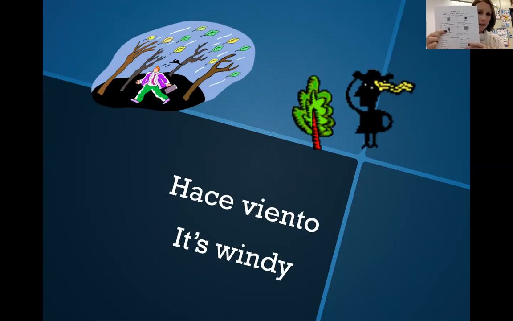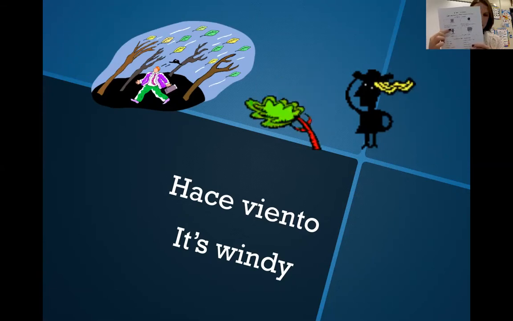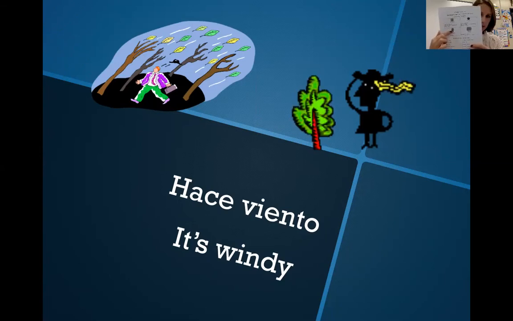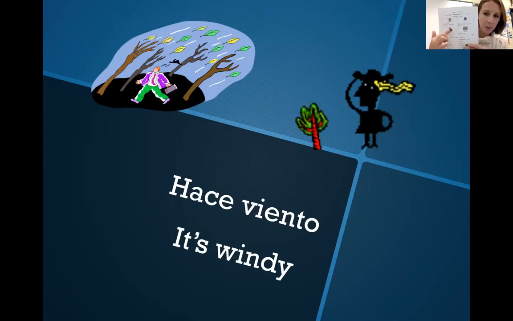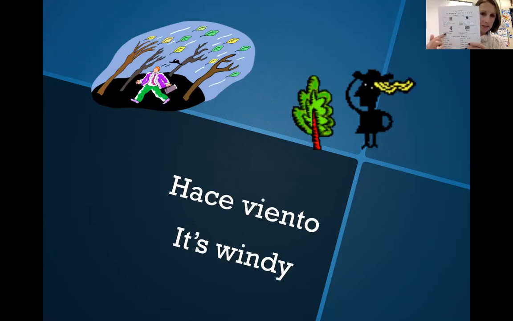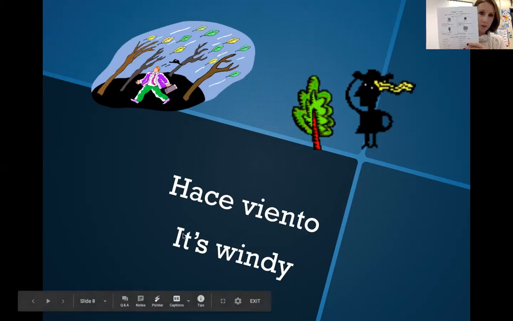It says la primavera. Since it has the flower, what season do you think it is? Spring, muy bien. So right here, la primavera, next to that flower, I want you to write spring, S-P-R-I-N-G, spring. And then in the bottom of that box, it says hace viento. Add your apostrophe S for me, please.